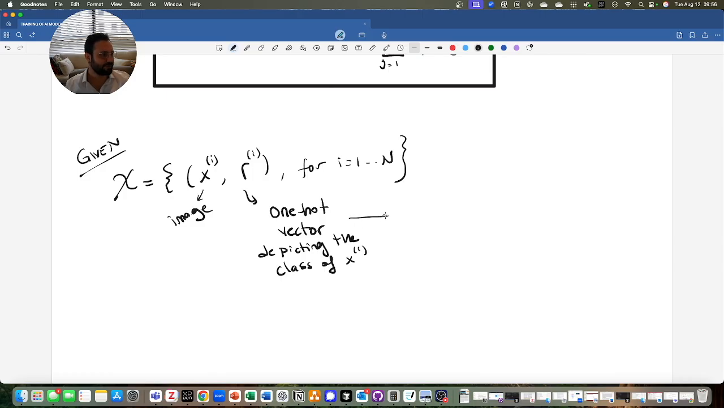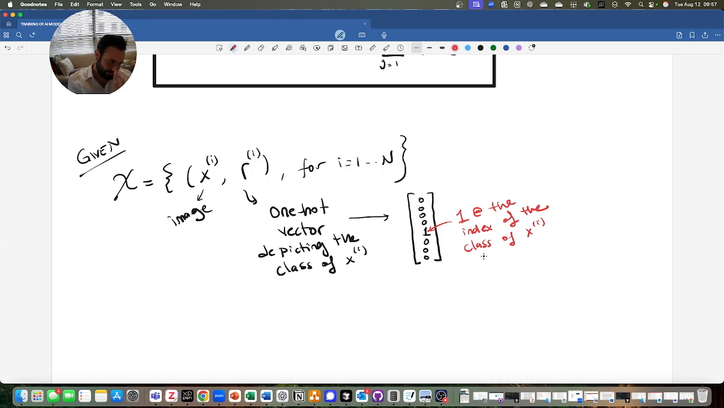And what is a one-hot vector? A one-hot vector is a vector with all zeros, but there's only one location that is the class. So this is 1 at the index of the class of x of i. So in a way, this part is important too, since we're training for it to learn that it is actually coming from that class.